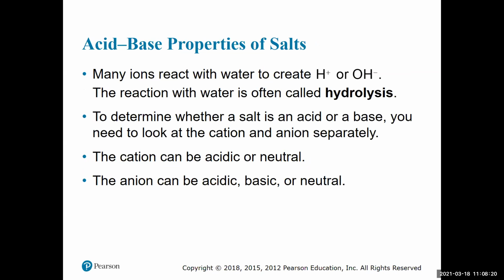And so with salts, depending upon what the cation is and what the anion is, you can sometimes get protons generated or hydroxide ions generated based on how they interact with the water. So to determine if a salt is an acid or a base, you have to look at the cation and the anion in that salt separately. And there are some rules around that, and we're going to go through some of those rules on how you figure this out.